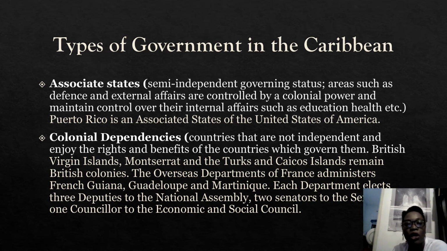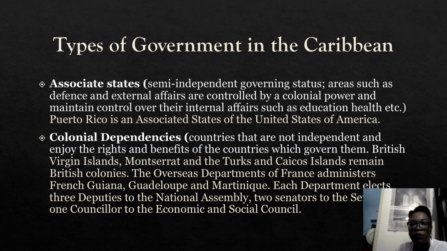All right, now another classification of governance in the Caribbean is what we call colonial dependencies, and these are Caribbean countries who have not weaned themselves off their mother country or the country that colonized them, and so the country that colonized them still controls their government. All right, we're going to look at these classifications of governance a little later when we're looking at political enfranchisement, and so that will give you an opportunity to master this content.